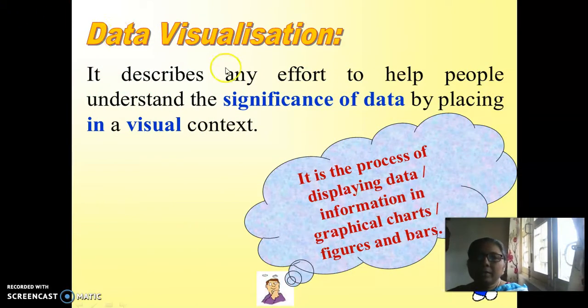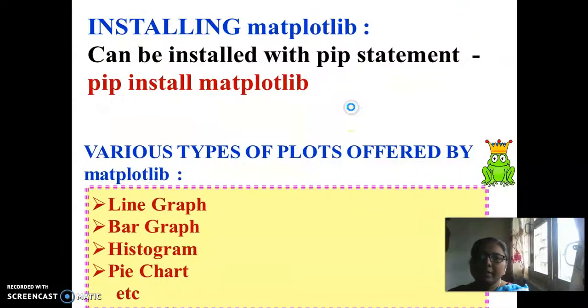The first definition of this chapter that we have to learn is data visualization. It describes any effort to help people understand the significance of data by placing it in a visual context. In other words, the process of displaying data or information that we have in our hands into graphical charts, figures, and bars is called data visualization.